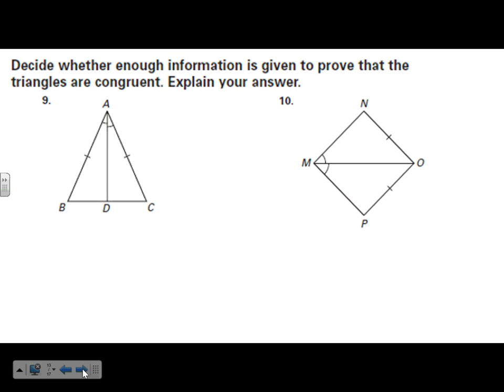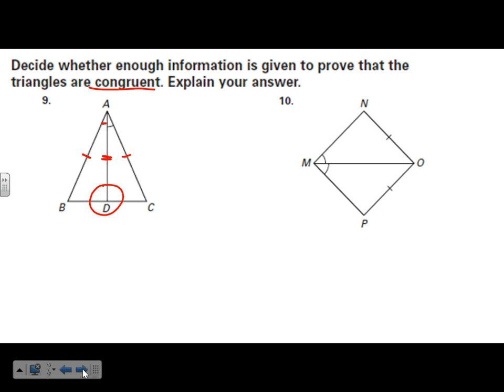Decide whether there's enough information in the given to prove that the triangles are congruent. Explain your answer. Now notice it just says explain if they are congruent. It doesn't say it has to be hypotenuse leg, so make sure you keep that in mind. So we have this side congruent to AC. We have the reflexive property, so we have a side, an angle, and a side. That's not the hypotenuse leg. We don't have anything with a right angle. I know it looks like these are a right angle, but we can't tell that. They don't tell us any information that would hint at that, so we have to assume that it's not.